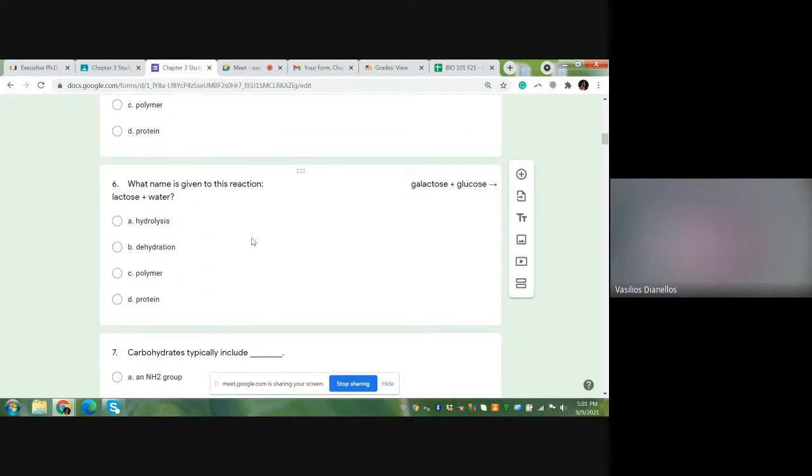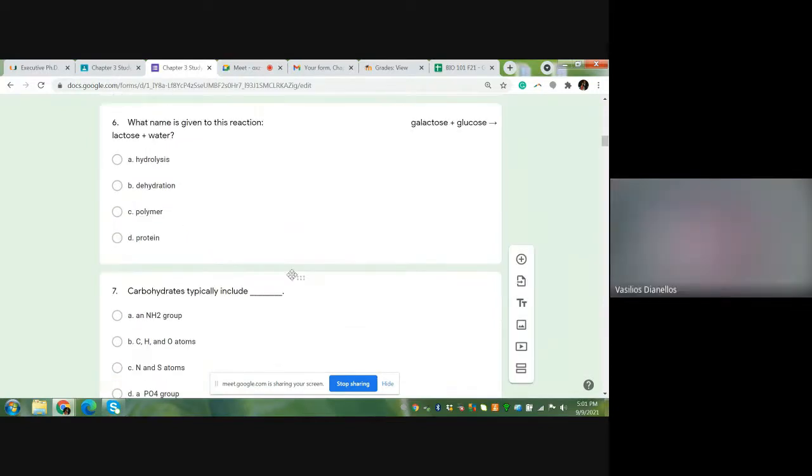Number 6, you do need to know this. Remember, if you go through a reaction and you create a water molecule, that is dehydration, right? On the opposite, if you use water molecules in the reactants, then that is hydrolysis. So the answer to number 6 is dehydration. If water is on the product side of the reaction, then it is dehydration. If water is on the reactant side, it is hydrolysis. These other two are just filler. So any questions about number 6?